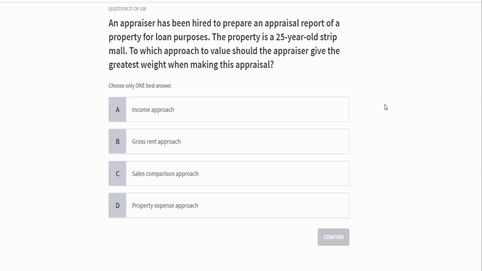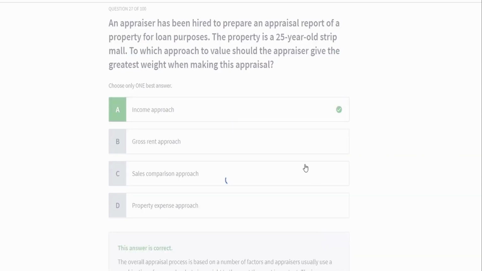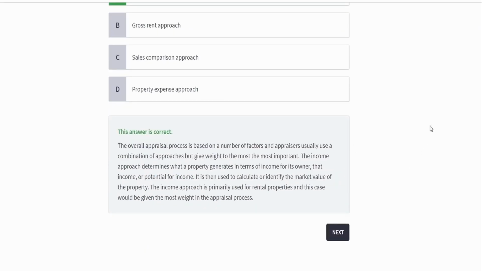Alrighty, so what is the answer for this one? Well, it's going to be the income approach. The overall appraisal process is based on a number of factors, and appraisers usually use a combination of approaches, but they give weight to the most important. The income approach determines what a property generates in terms of income for its owner. And that also includes, obviously, potential for income, which is worth noting. That is used to calculate or identify the market value of the property.